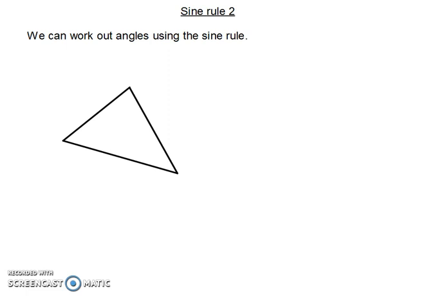We can work out angles using the sine rule. Now this is a longer process and slightly more complicated than finding a side, but still happily doable.